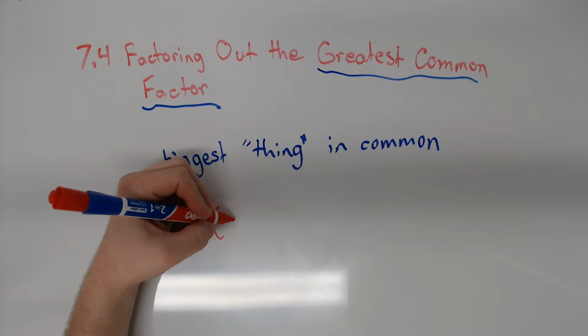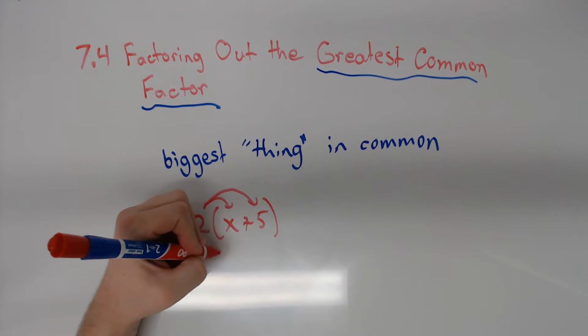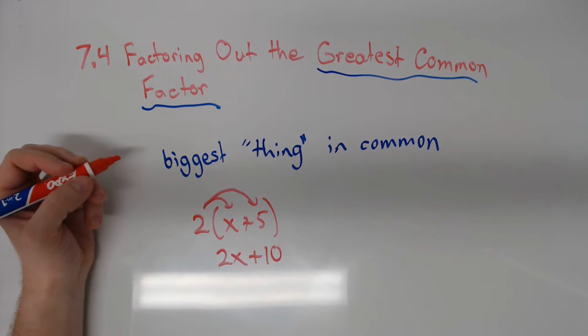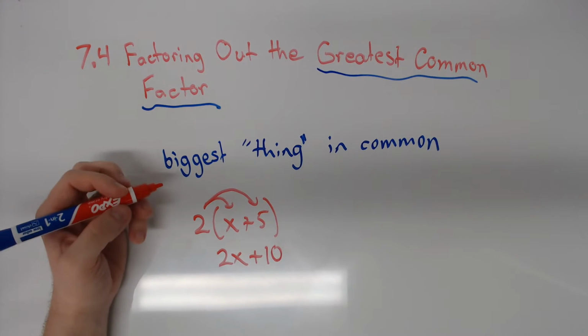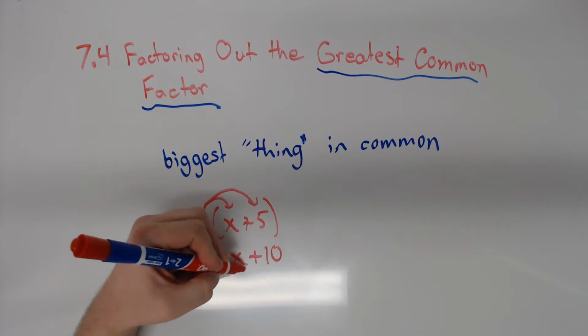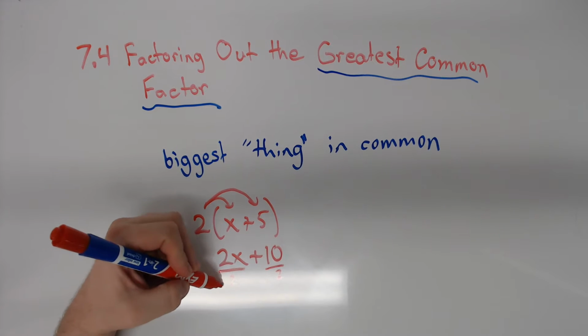So if I have like 2 times x plus 5, I'd multiply by 2. Now I have 2x plus 10. Factoring out the GCF, the greatest common factor, well, now these two terms have a 2 in common. Divide by 2, divide by 2, and then it goes out front.